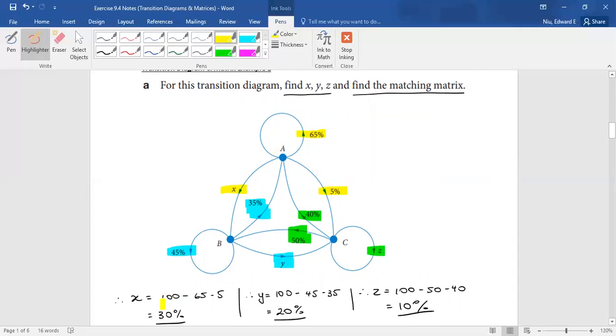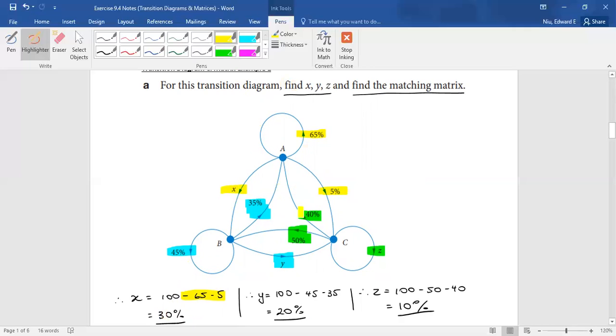You go and say 100 take away what you know. So 100% take away 65 and 5%. That will tell you what x will be. Okay, so the 65 and the 5, you take away from 100, and you get left with 30%, which is what the x percentage will be. Let's take a look at y.